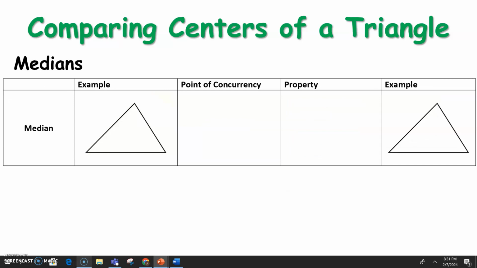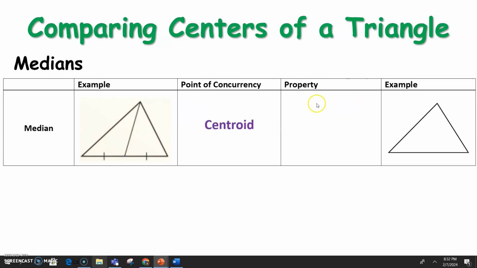Then we learned what were called medians, and we learned that a median was simply a line connecting a vertex to the middle of one side of the triangle. This here is an example of a median. Unlike the perpendicular bisector, this line is not perpendicular, and it does actually cut the side in half in the same way that the perpendicular bisector did. When we draw all of the medians, the point of concurrency is called the centroid.